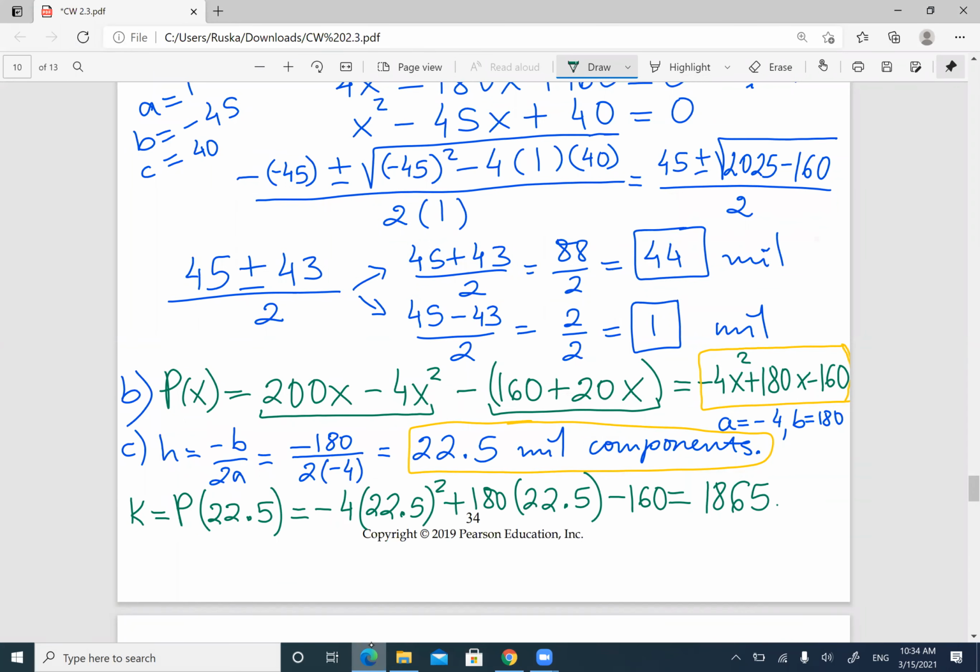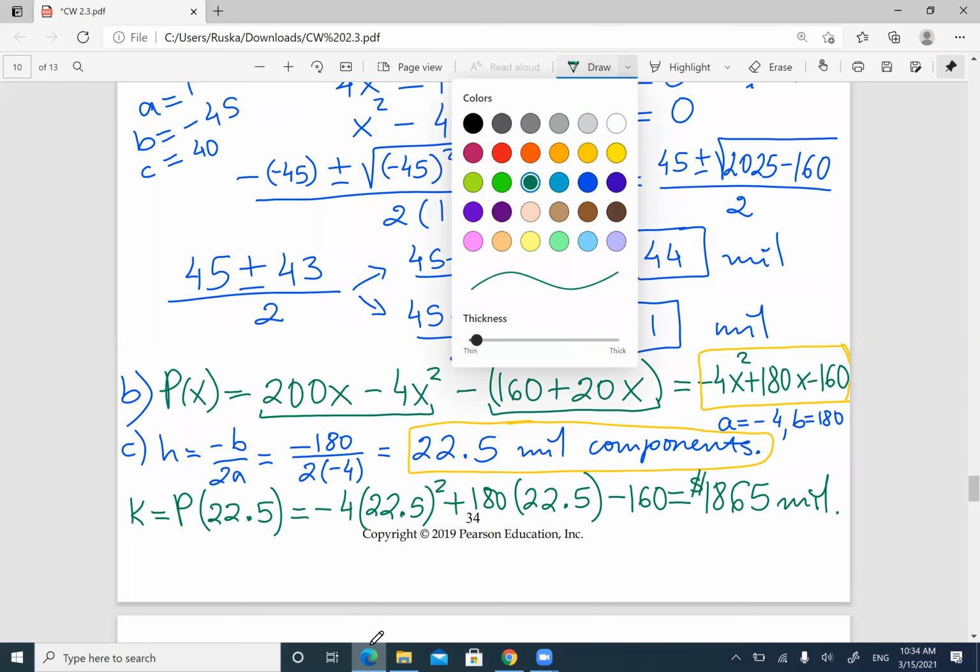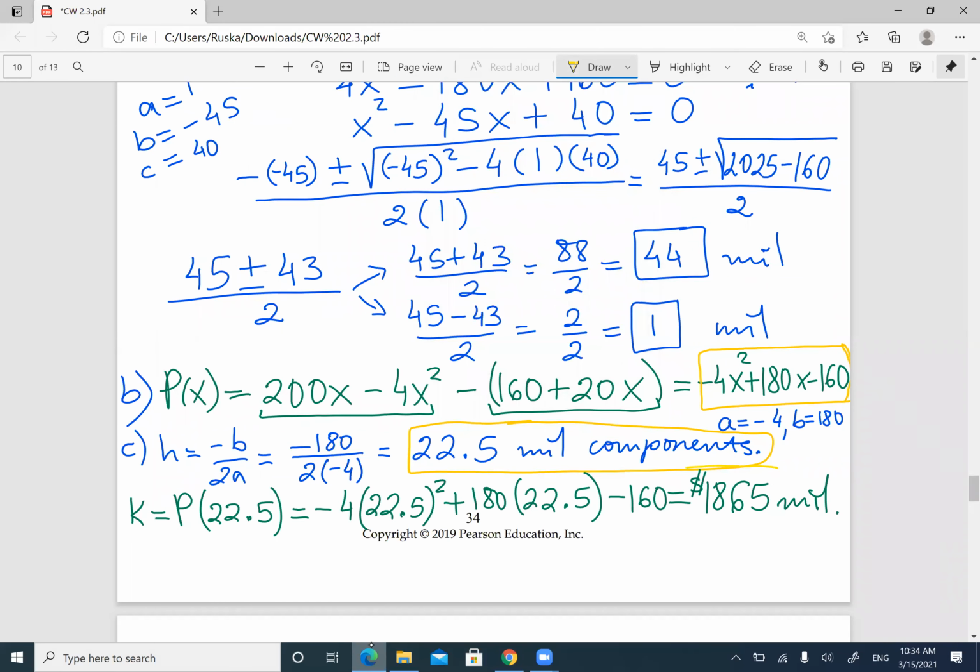And it's going to be in millions, right? We're talking about money here. Profit is a money amount. So it's going to be $1,865 million. Okay, everybody understanding this? Okay, so that's how you do all the profit questions. That's how you find break even. That's how you find the maximum profit and how many components you need to produce to get the maximum. Okay, so that's what you have for today.